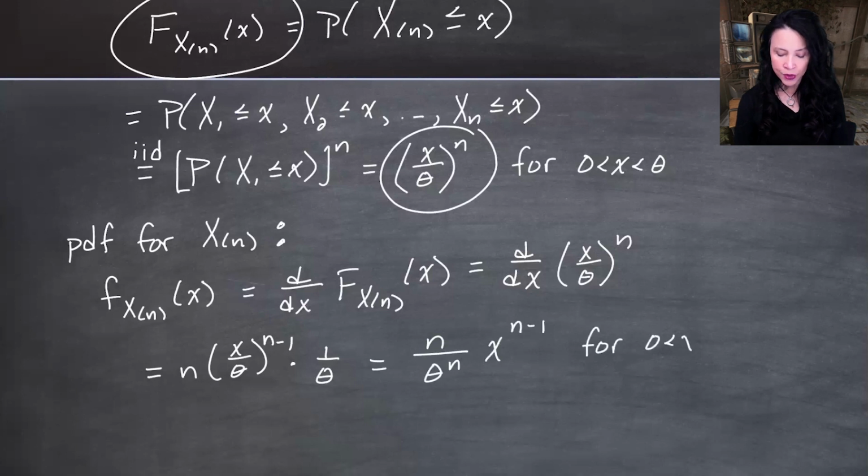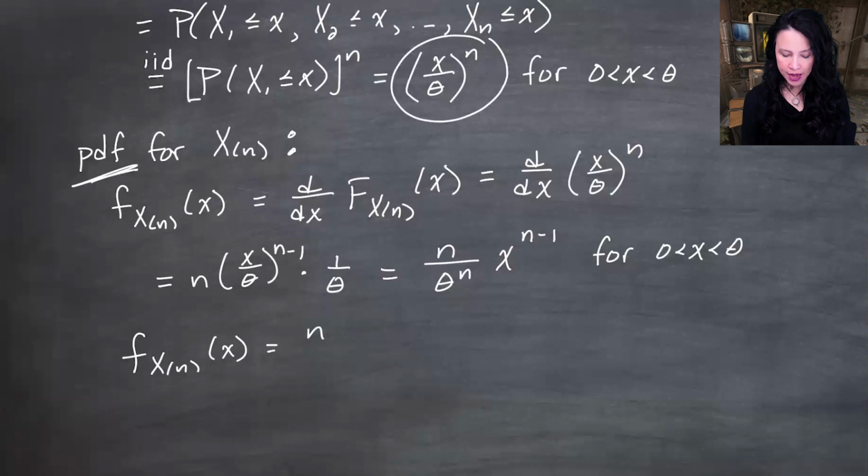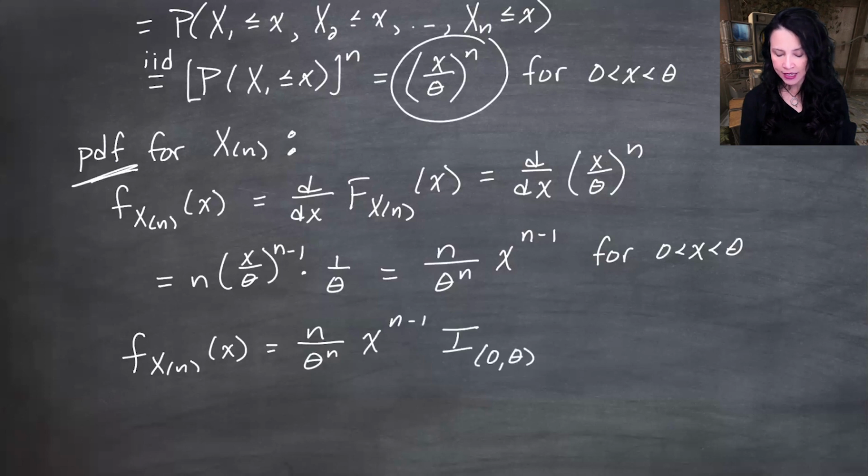And this is for X between 0 and theta. And the PDF is 0 otherwise. The CDF is 0 sometimes and 1 sometimes outside of the region, but the PDF is 0 otherwise. So if we wanted to write this down sort of cleanly, this PDF for the maximum is n over theta to the n, X to the n minus 1, and then an indicator that says that X is between 0 and theta.